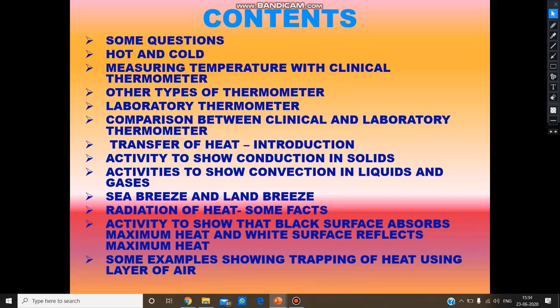Further, sea breeze and land breeze formation will also be discussed. Radiation of heat and an introductory discussion will be there in front of you. One activity to show that a black surface absorbs maximum heat and a white surface reflects maximum heat will also be covered. Finally, you will get an idea about how to trap heat using a layer of air. This will be the coverage of the whole chapter Heat, but video 1 will be covering only the content up to the activity showing conduction in solids.